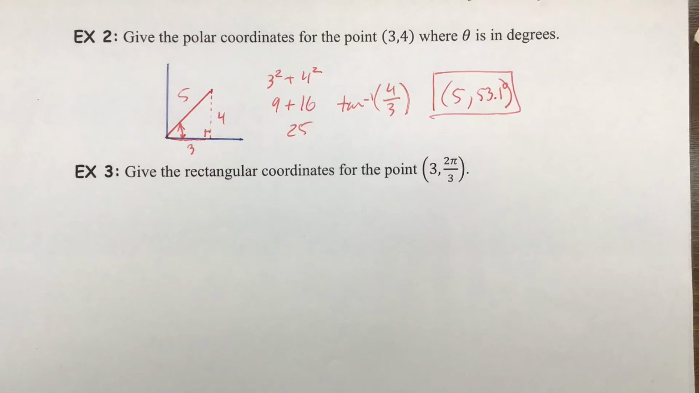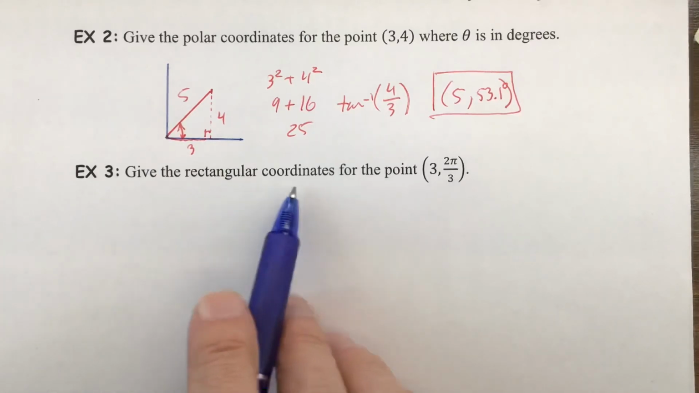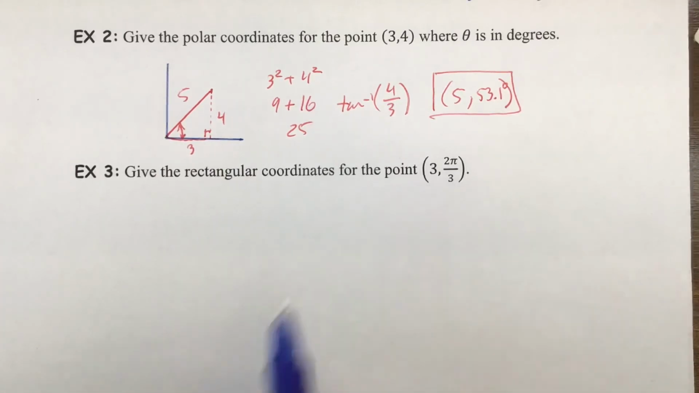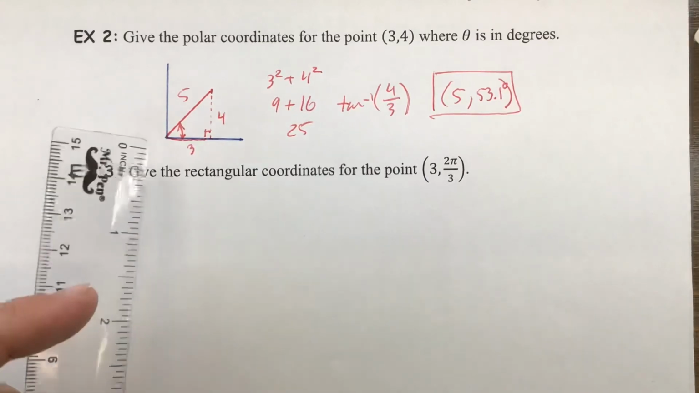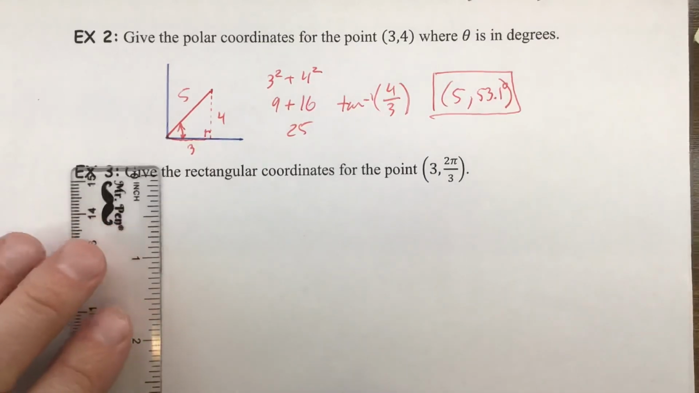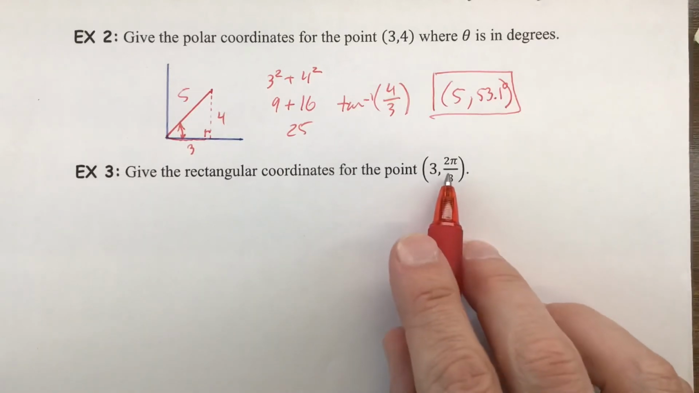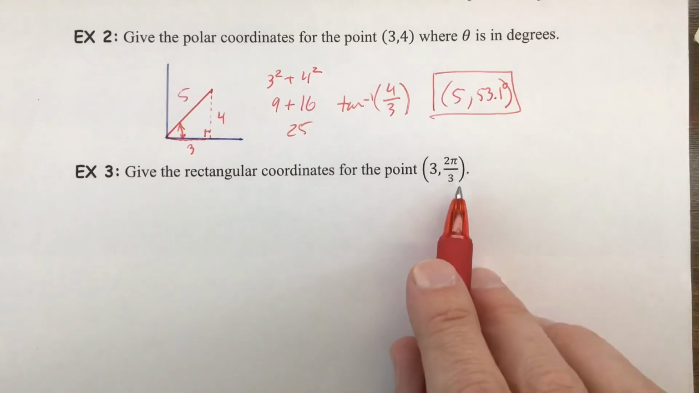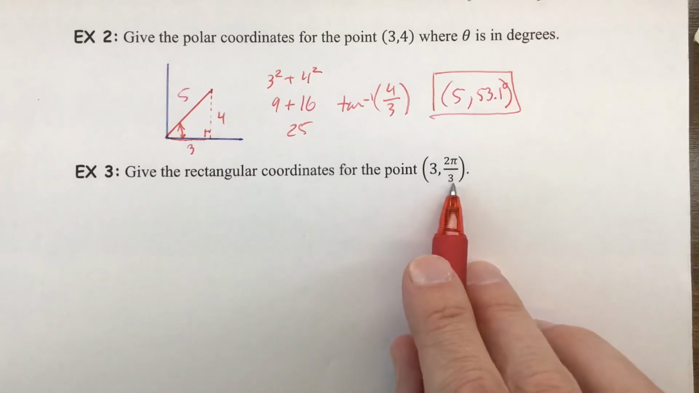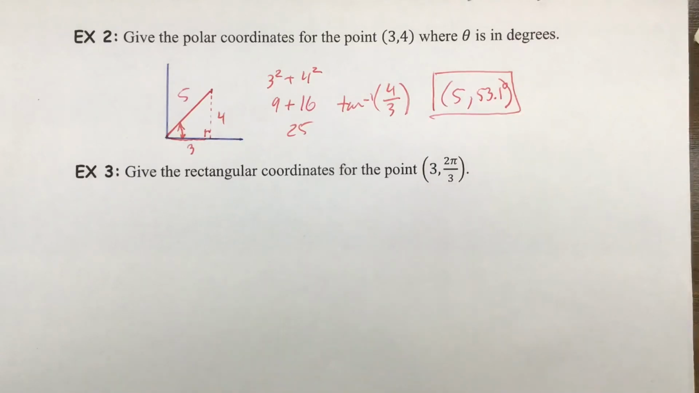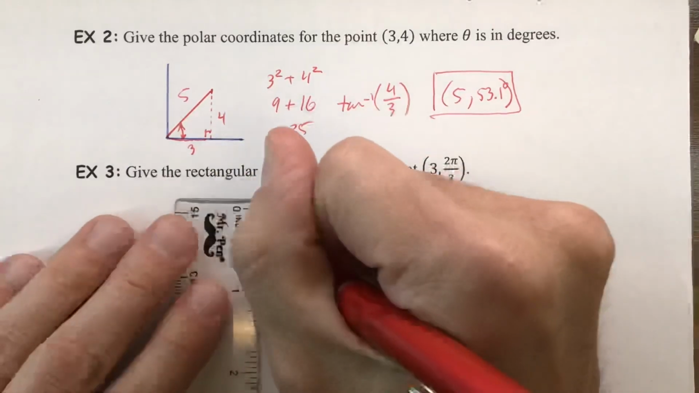All right, for example 3, we're going to give the rectangular coordinates for the polar coordinate that we have over there. So again, maybe drawing a picture wouldn't be too bad of an idea. All right, let's think about this angle though. First, we got 2 pi over 3, so that would actually convert into 120 degrees.